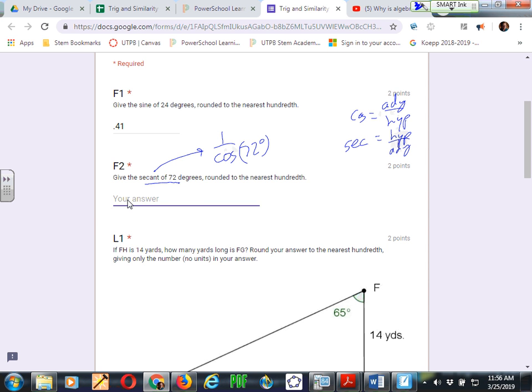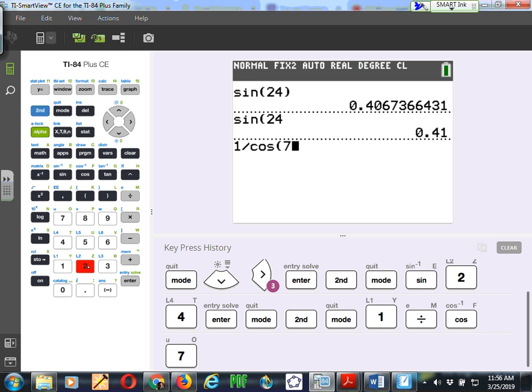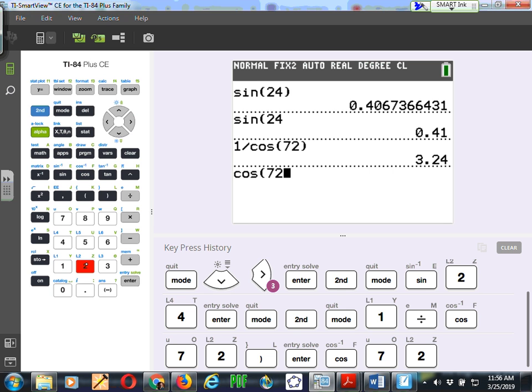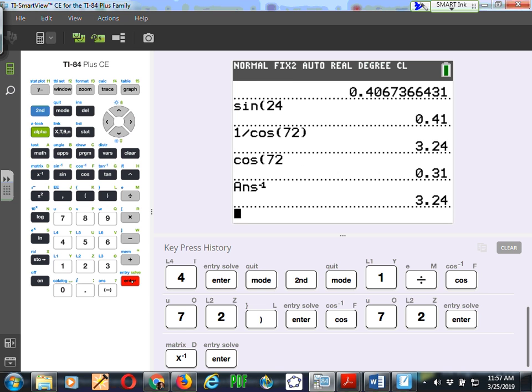hypotenuse over adjacent. So you can take 1 over the cosine of 72, or another way you could do this is take the cosine of 72 degrees and raise it to the -1 power. So on the calculator, I can either do this, 1 divided by cosine 72, and I get 3.24 at the 2 decimal places. Or I could take cosine of 72, get that answer, and then say, give me the -1 power, hitting the x to the -1 button over here that just turned red. And I get that same answer.